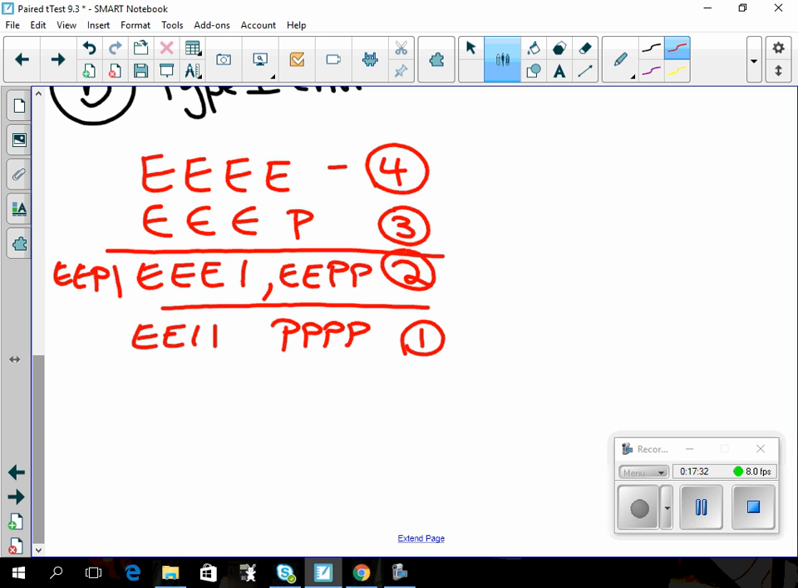P is a 1. Okay? Again, this changes depending on each question, but this is a general rule. Sometimes they put all P's in with 2's. Okay? So that could be up here.